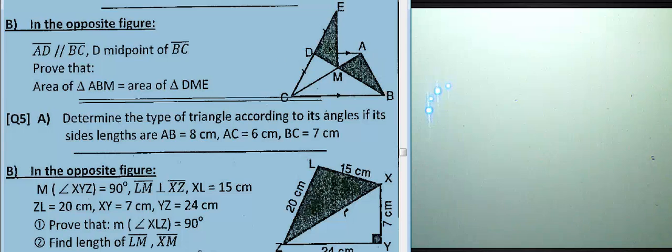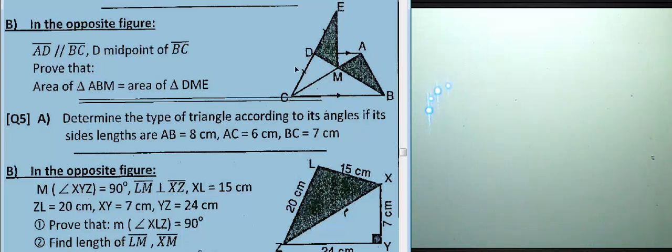Understood, my students? Again, right after me. Look here, in triangle EMC, D is the midpoint of EC, then MD we call a median. MD is the median. Then the area of triangle EMD equals the area of triangle CMD.